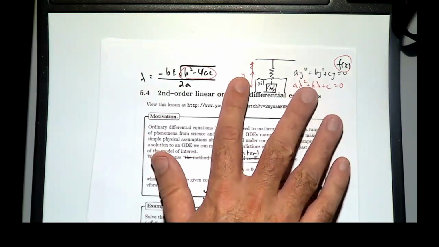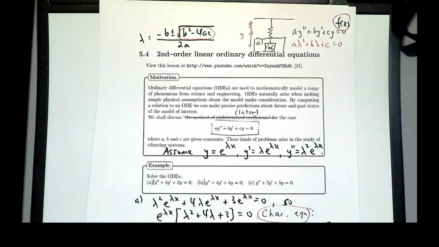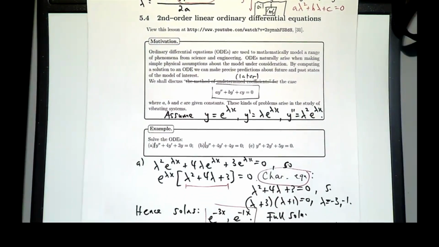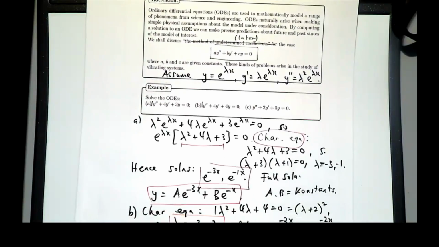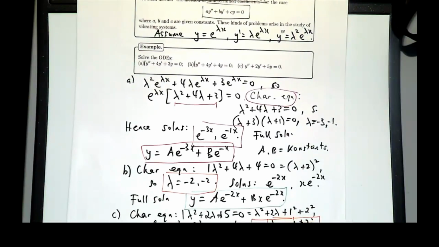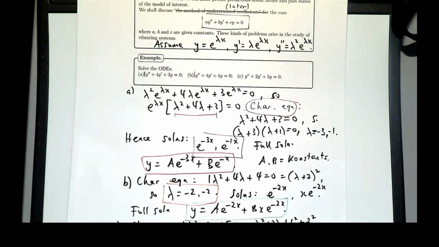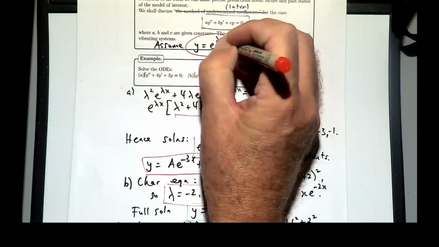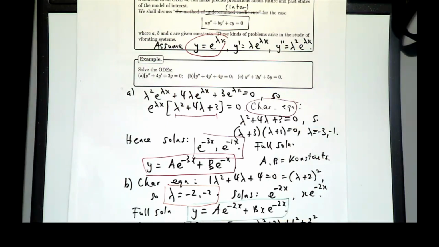All right, so that's some motivation, but let's actually look at how we solved some of the problems yesterday. So this is your standard way of doing stuff. You saw it in Math 1231. Basically, a starting point is, and you don't have to do this, but a starting point is to assume solutions are of an exponential form.